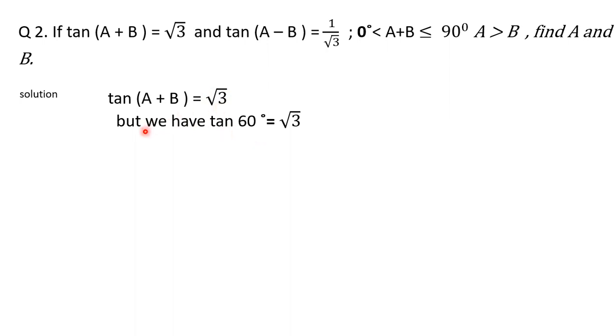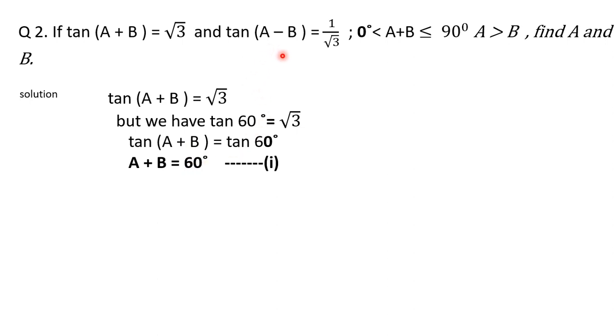So we can write tan a plus b is equal to tan 60 degree, and as on both the sides we have the same trigonometric ratio tan theta, that is the angles are the same, so we can write a plus b is equal to 60 degree. This is equation number 1.